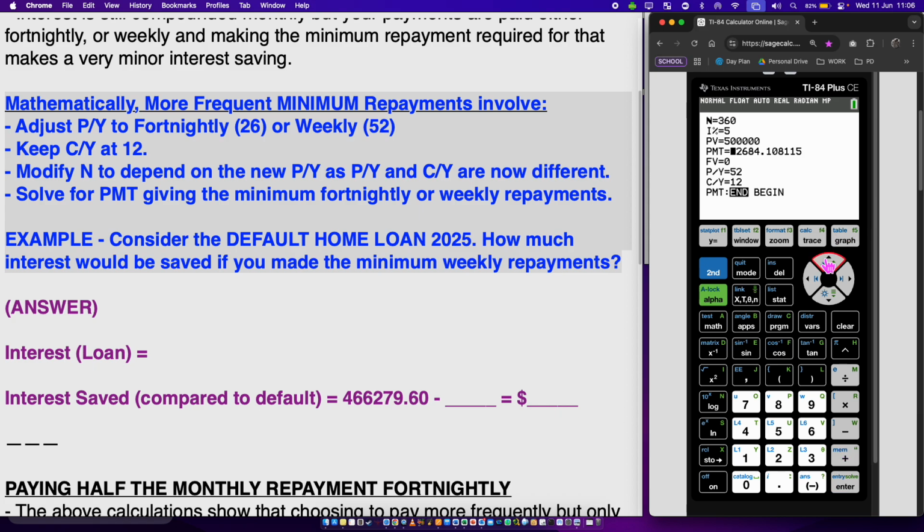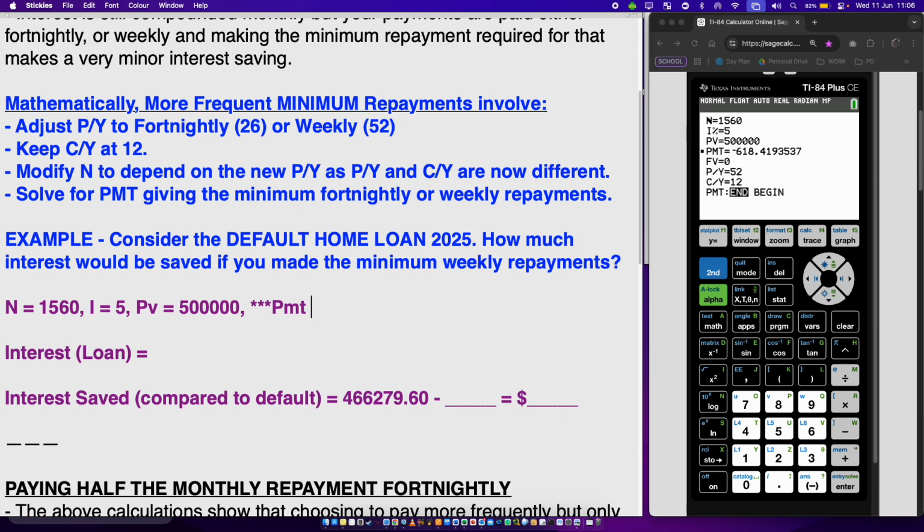And the only other thing we need to adjust is N. Because that 360 is 30 years of paying 12 times a year. Now it's 30 years of paying 52 times a year. So there's going to be 1,560 payments for this 30-year loan. So now I solve for PMT, and I'm going to type that maths up here. So N is 1560. I is 5. This is still the default loan. PV is 500 grand. But now we solve for PMT, payments, and now negative $618.42 per week.